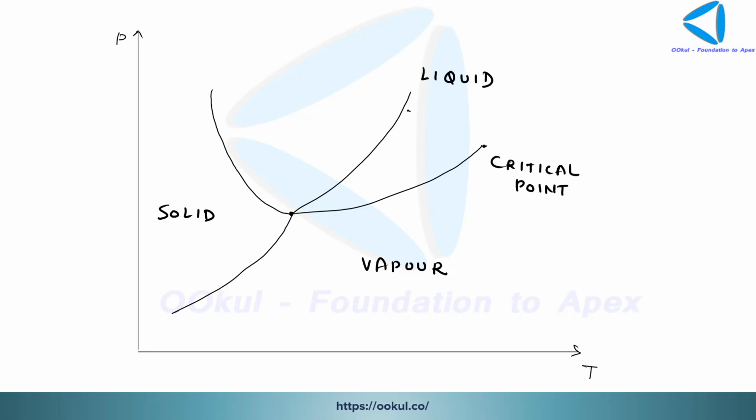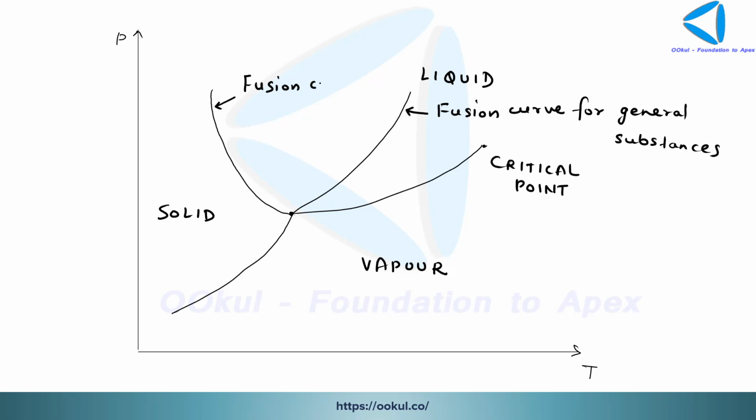So this is the fusion curve for any general substance. This is the fusion curve for general substances, and this one is the fusion curve for water. Just see the difference, the slopes and all.